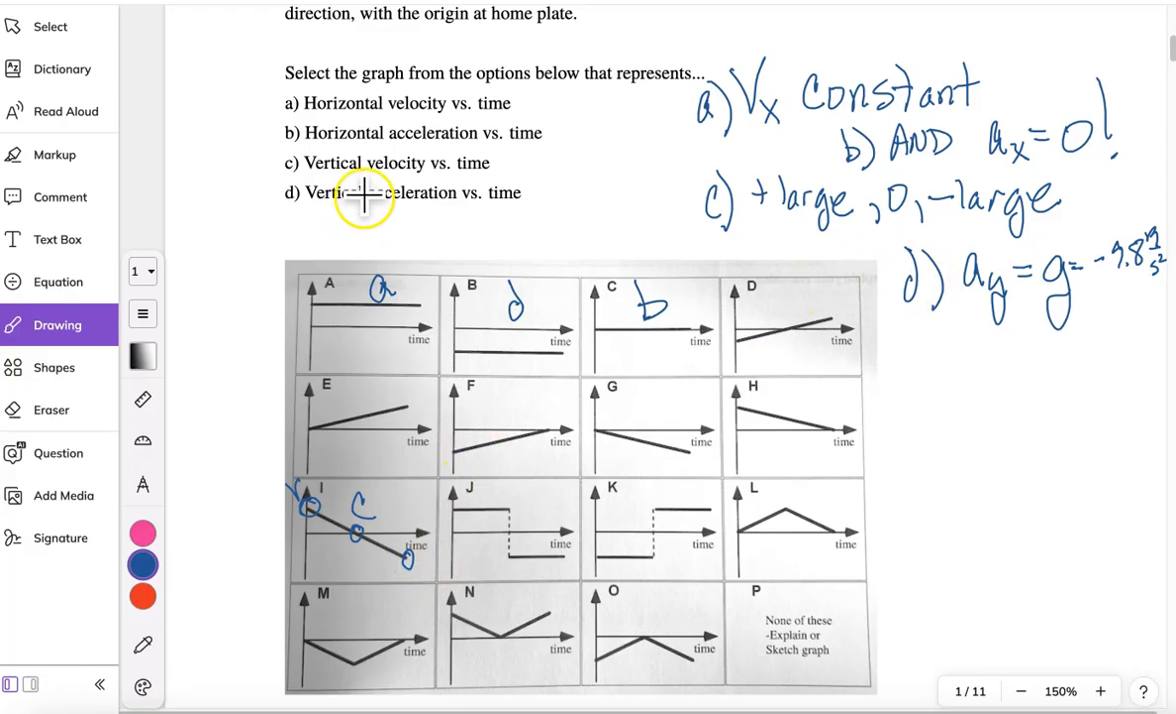When we want to think about the vertical acceleration versus time, we know that the acceleration in the y direction is gravity, and that's negative 9.8 meters per second squared. So that would be letter B. So this is acceleration versus time, and this is gravity, which is negative 9.8. Remember, this one was horizontal velocity versus time, so this is v in the x. This one was v in the y. And then letter C was your vertical velocity versus time. And so that's this one. So hopefully those are pretty clear.